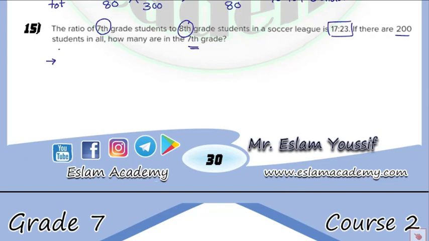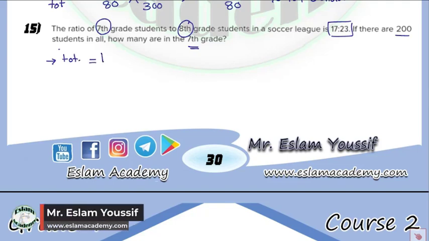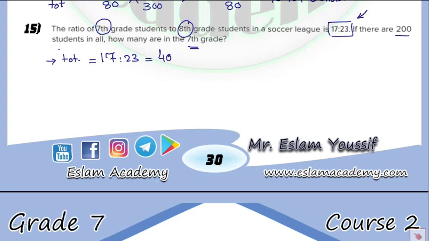So number one, find the total number of students from the ratio. Just find the total number of the ratio, because we need to find the 7th grade to the total number of students. So it will be 17 plus 23, equal to 40. Now we have the relation between the 7th grade and the total number of students. 7th grade is equal to 17, and the ratio of the total students is equal to 40.